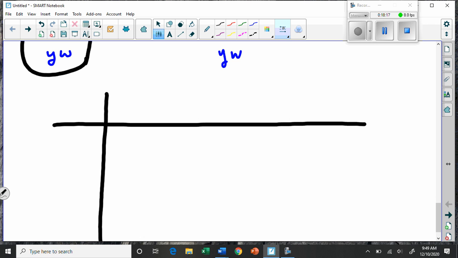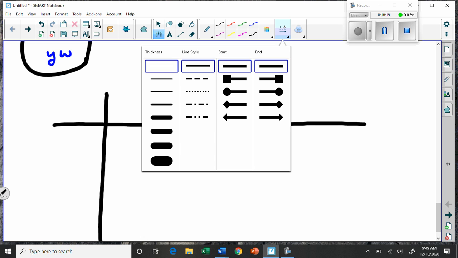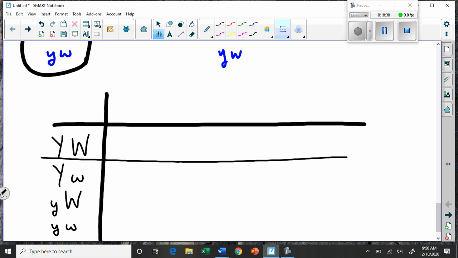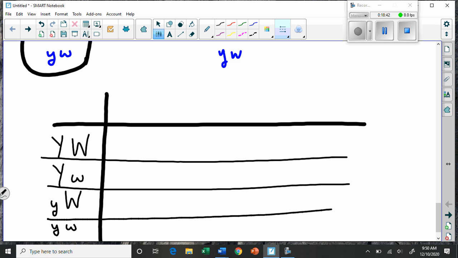So I'll pick the standard. We have a big Y with, the first one was what? A big Y and a big W, right? And then a big Y and a little w. And then a little y and a big W and a little y and a little w. So I have 4 possible gametes. Same thing on the top.